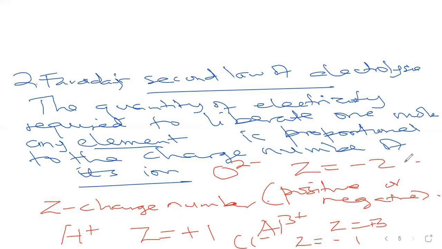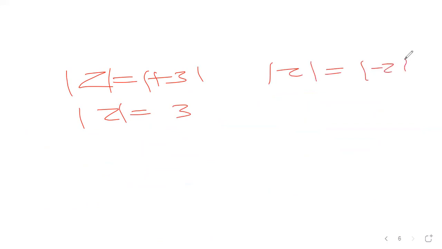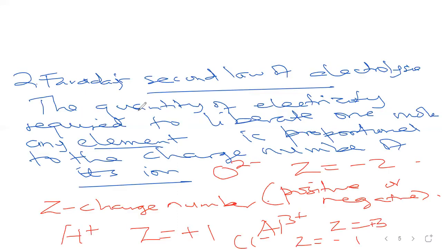However, in our calculations, we shall take the magnitude of Z always. So if Z is positive 3, we shall always take the magnitude and take it as 3. The magnitude of Z for negative 2 is 2. We shall take Z as 2. We shall not take the sign as we are dealing with the calculation. So that is Michael Faraday's second law: the quantity of electricity required to liberate 1 mole of an element is proportional to the charge number of its ion.